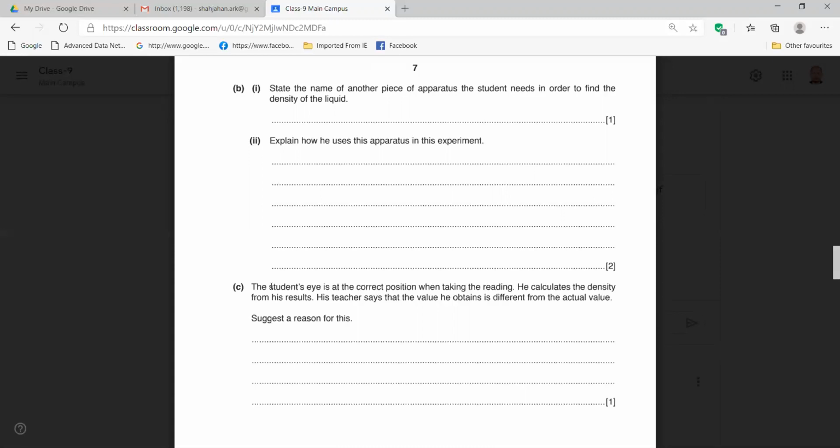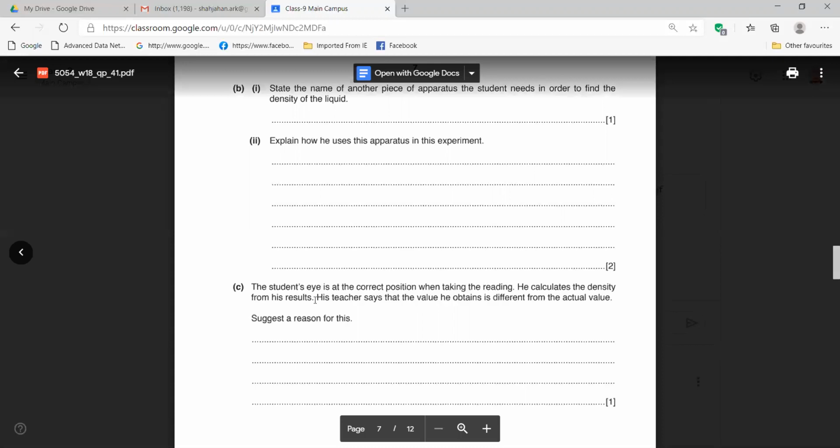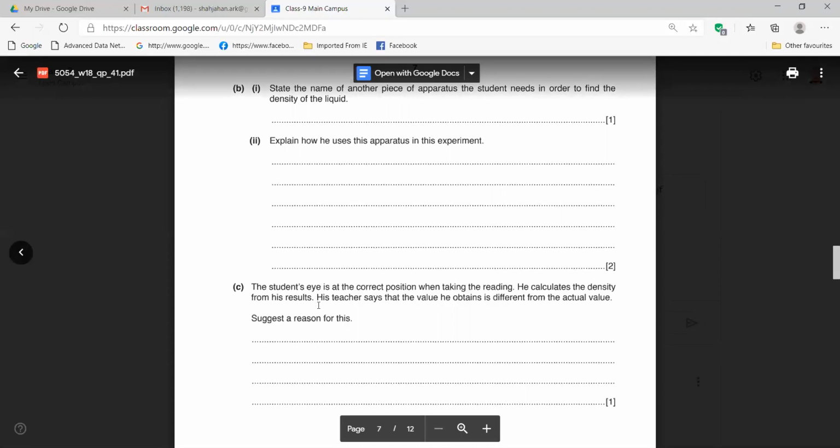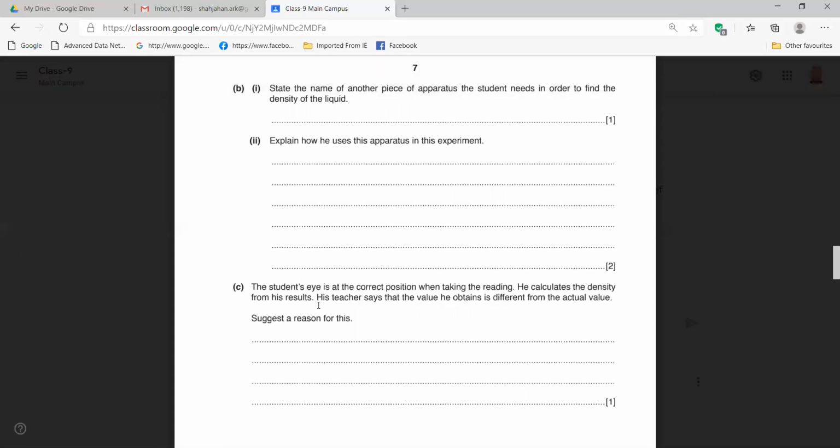Okay, that's one idea. The student's eye is at the correct position when taking the reading. So they are saying that you kept the eye at the correct level, so you are not getting any error from parallax error. So why are you taking the average? Is there anything else?